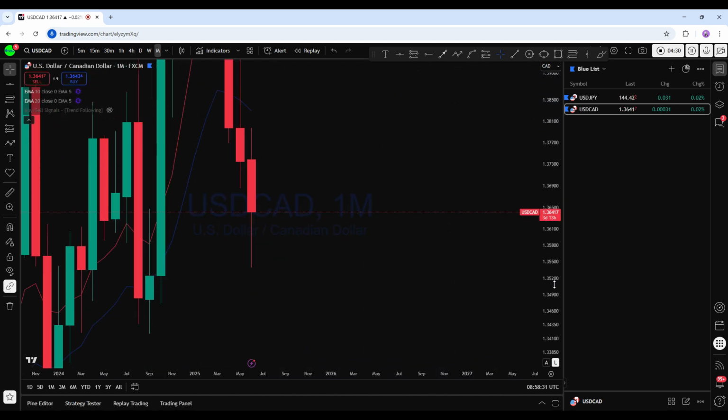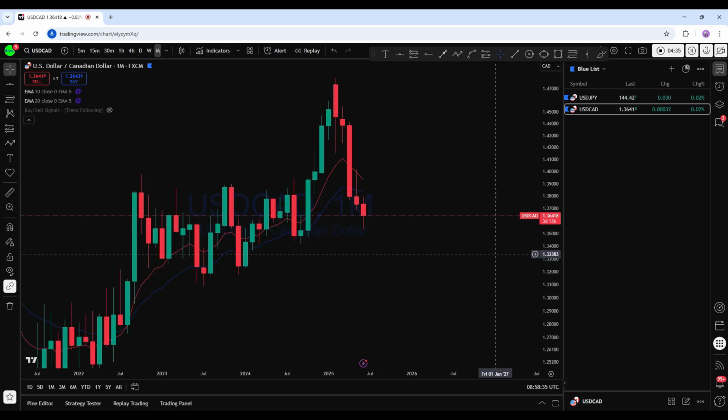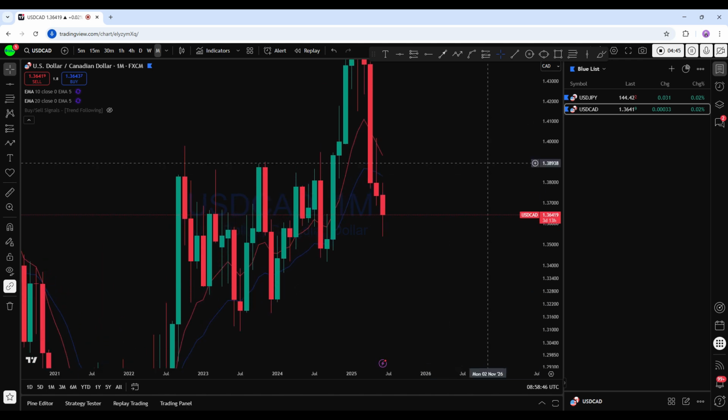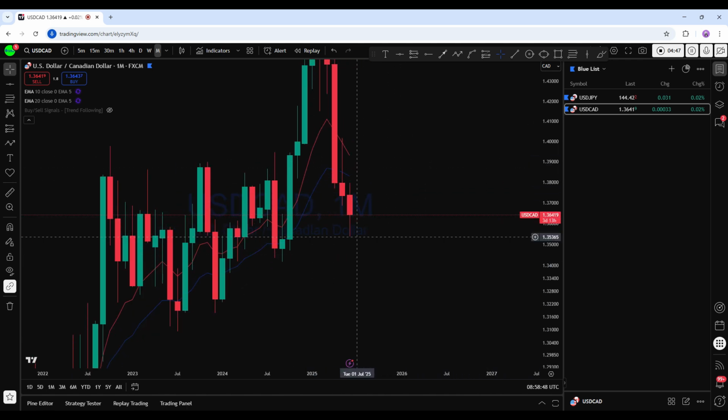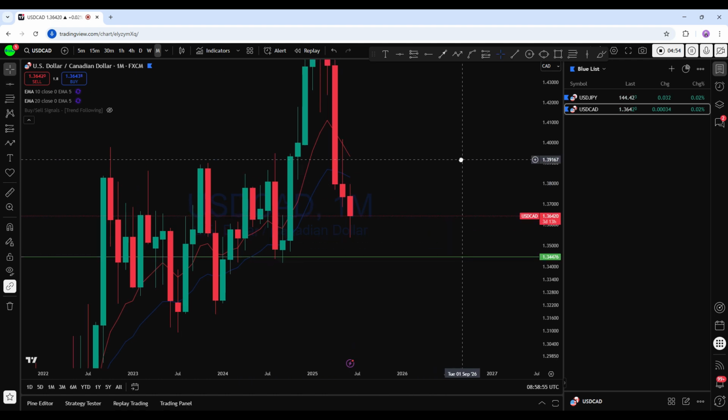Looking at the monthly again on dollar CAD, we can see that, like dollar yen, it was historically in a long term bull market, but we have now seen back to back, on the fifth month, this market is bearish, and with that bearish move, expecting this market to continue to drop, and we may see the price coming back to this monthly support level.